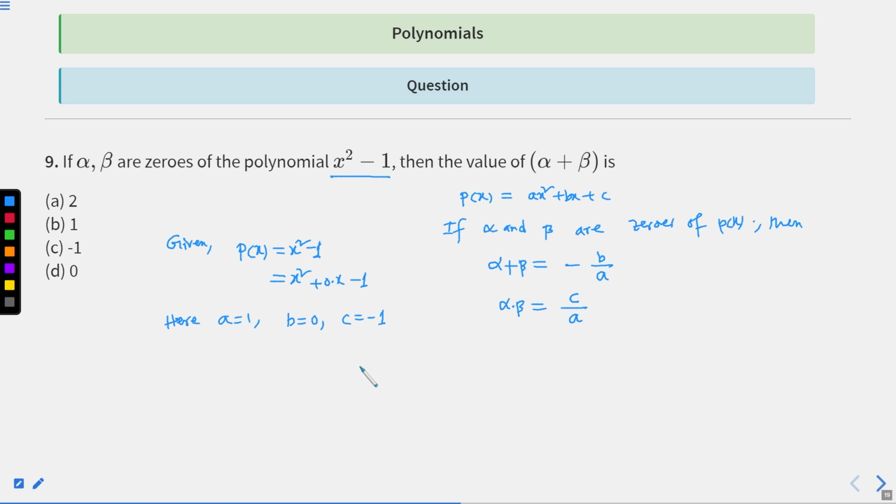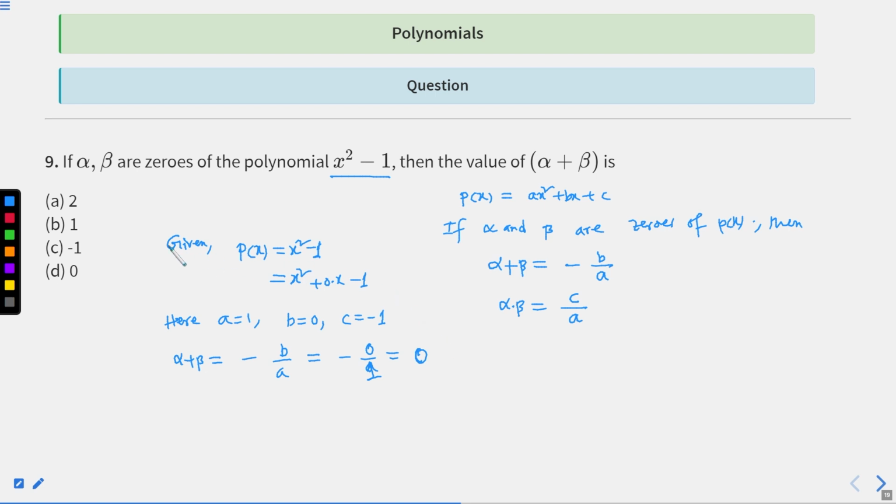Okay, so now if alpha and beta are the zeros of this quadratic polynomial x squared minus 1, then the sum of its zeros, that is alpha plus beta, is equal to minus b upon a, which is minus 0 upon 1, and this is equal to 0. Okay, so the sum of its zeros is equal to 0, that is alpha plus beta equals 0.